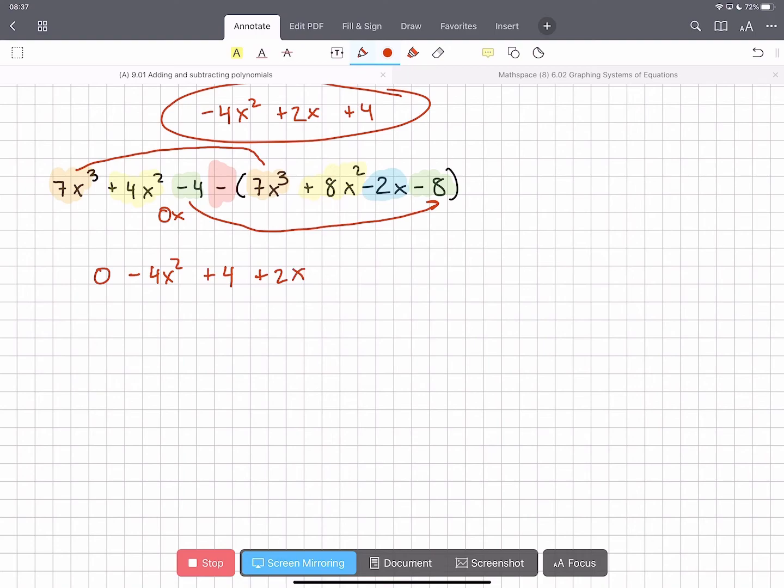And now I just have to make sure that this is in descending order. Negative 4x squared plus 2x plus 4. And there's my answer, the same as when I did it vertically. So I don't prefer this way because I don't like shifting left to right all the time. Whichever way you prefer is up to you. I'm happy with whatever you choose.